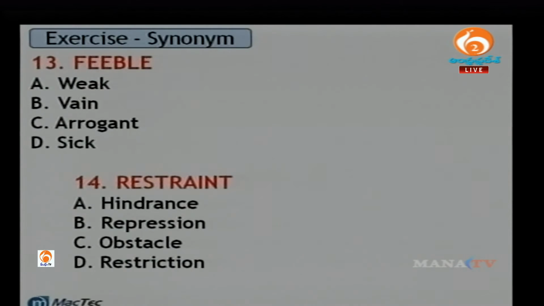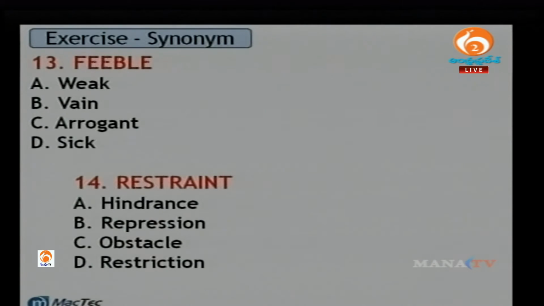13, feeble. Feeble means weak, vain, arrogant, sick. Sick means unwell, arrogant means rude, vain means where you put an effort, it doesn't really work. Weak is the correct answer. W-E-A-K, weak is the correct answer for feeble.